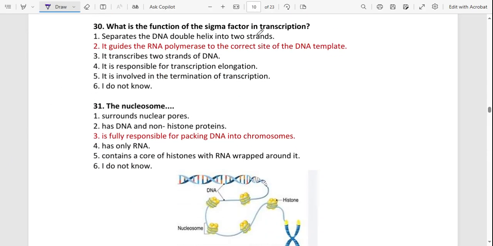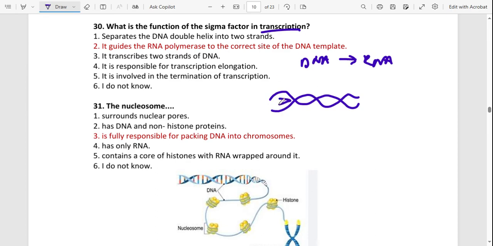What is the function of the sigma factor in transcription? Transcription is a conversion of DNA into RNA. Now, DNA is first a double stranded molecule. You need to separate this before you can convert it to RNA. Transcription is different from replication in that replication involves a lot of enzymes which perform different functions. Let me tell you a bit about replication. The first thing that will remove supercoils is known as topoisomerase, also known as DNA gyrase.